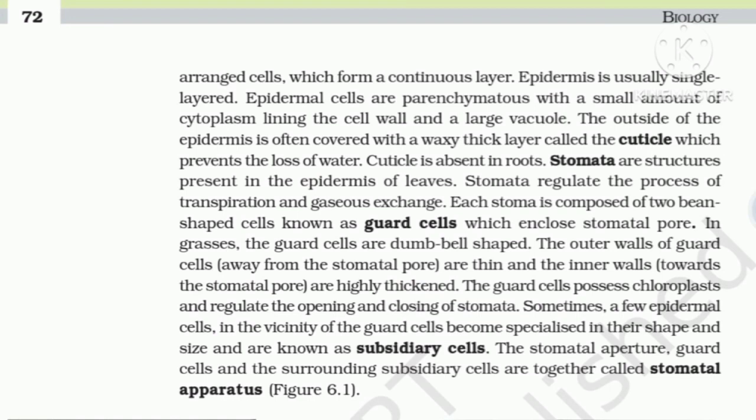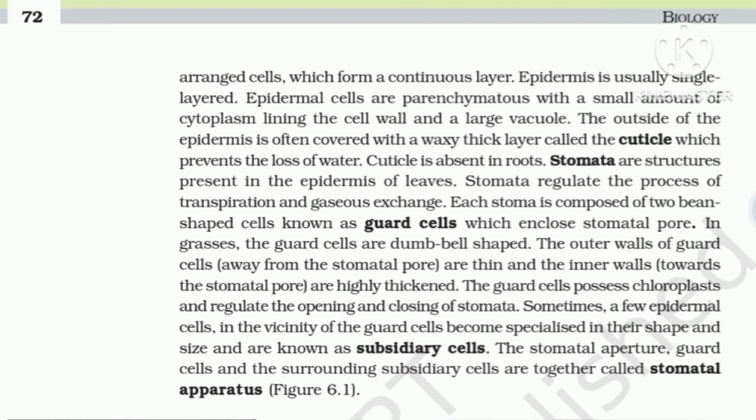Epidermal cells are parenchymatous with a small amount of cytoplasm lining the cell wall and a large vacuole. The outside of the epidermis is often covered with a waxy thick layer called the cuticle, which prevents the loss of water. Cuticle is absent in roots. Stomata are structures present in the epidermis of leaves. Stomata regulate the process of transpiration and gaseous exchange.